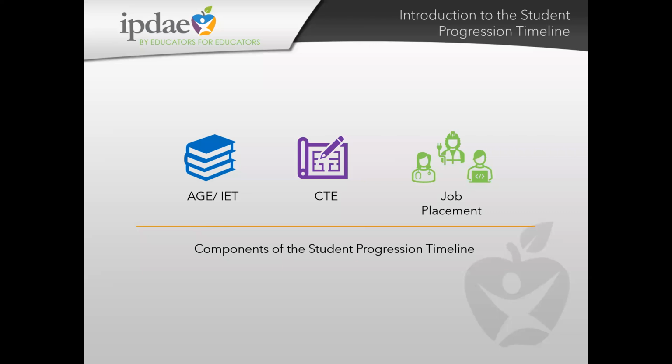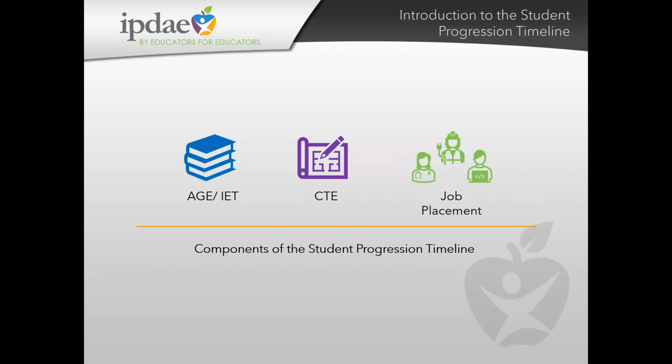The main function of the student progression timeline can be organized into 3 components or sections. The AGE, or Adult General Education and Integrated Education and Training component, the Career and Technical, or CTE component, and the Job Placement component. Each of these components relates to the group of educators that play a unique role in the student's progression.